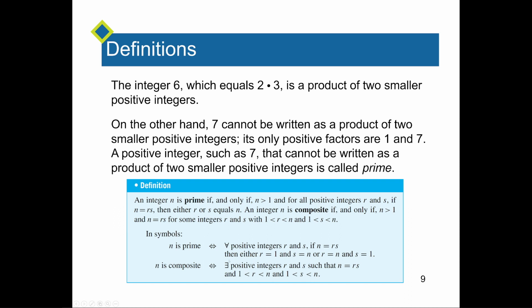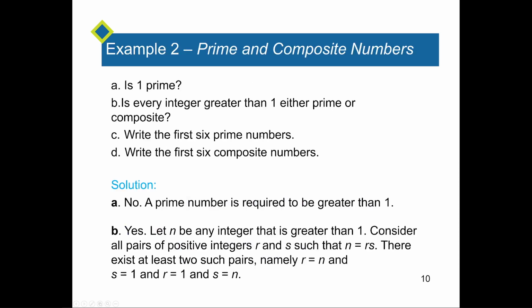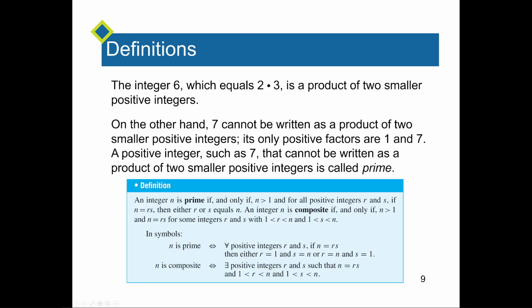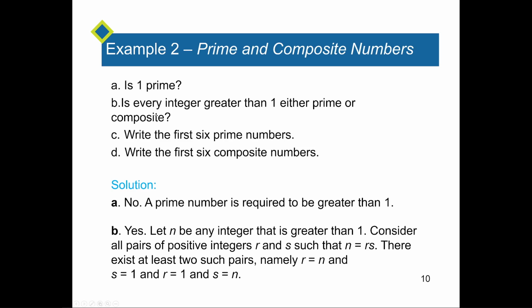And formally, we write it like this here. n is prime if and only if there exist positive integers r and s such that, and then, of course, we take the composite case and we restrict r and s here. So, is 1 prime? The answer here is no. A prime number is required to be greater than 1. So, we're coming back to our definitions here. So, these definitions must be learned word for word.